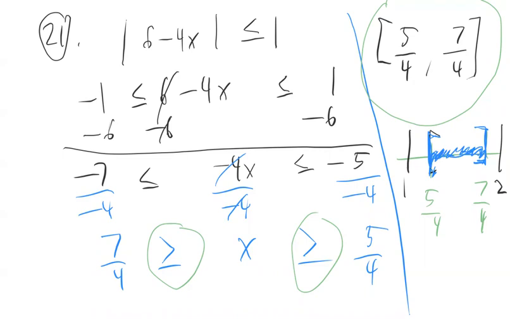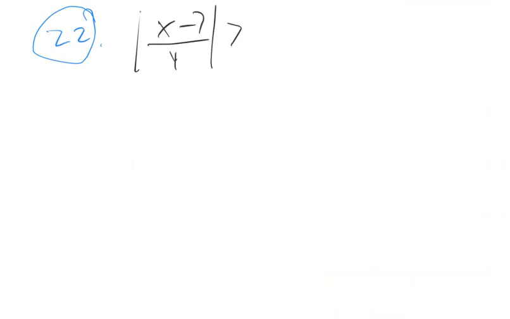Now we have one more inequality. This last inequality was called a conjunction. The next inequality is called a disjunction. So 22 is the last review problem for you. It says the absolute value of x minus 7 over 4 is greater than 1. So when you have an absolute value of a quantity greater than a positive number or 0, or a negative number or anything, when it's greater than something, then it's called a disjunction.